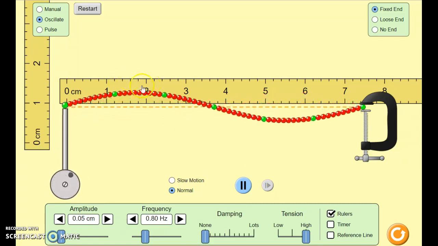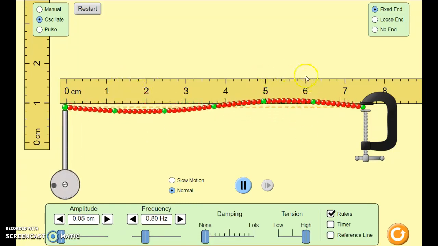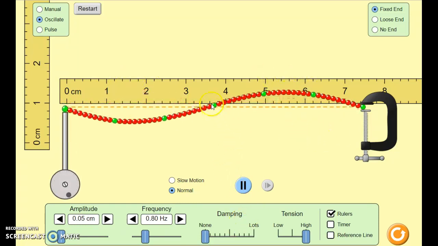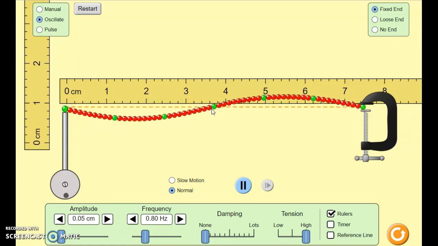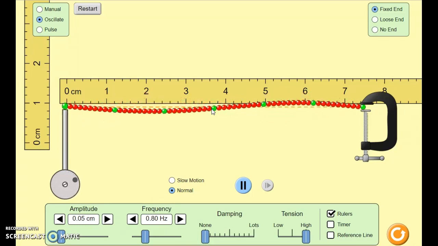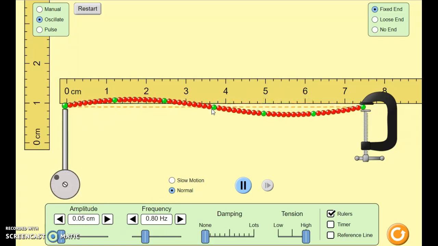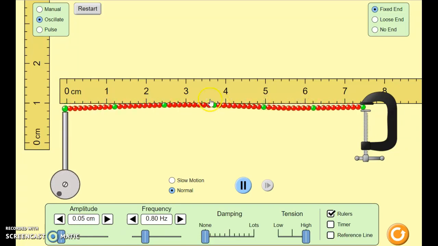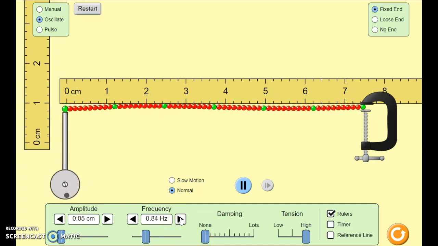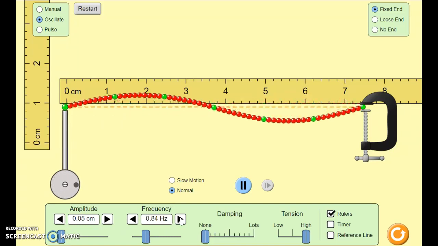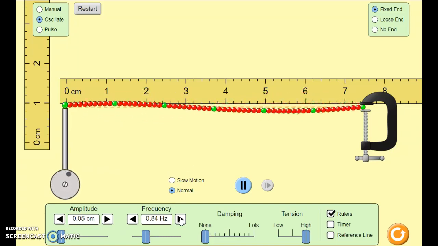Notice that now I've got two crests going on, one over here and one over here. And this green dot right in the middle here is what's known as a node. So when the wave is moving, this node in the middle really kind of stays in the same spot. And that only happens at certain frequencies. So that's why I was so careful as to pick my frequency.